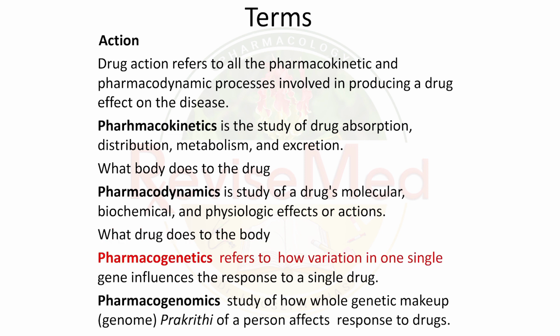What is pharmacogenetics? That refers to how variation in one single gene influences the response to a single drug. Pharmacogenomics is the study of how the whole genetic makeup, that is the genome, or prakriti of a person according to Indian medicine, affects response to several drugs.